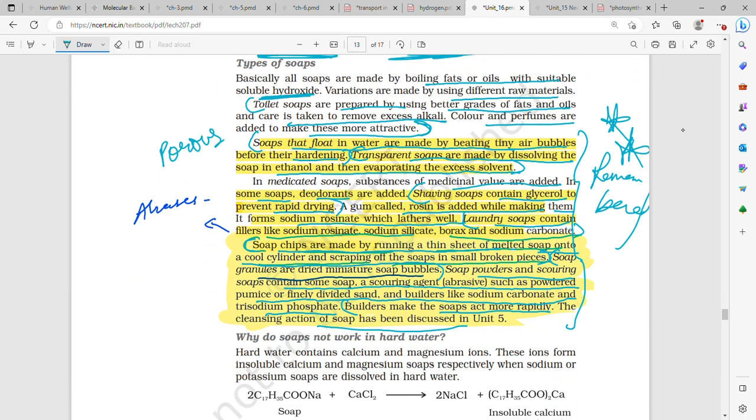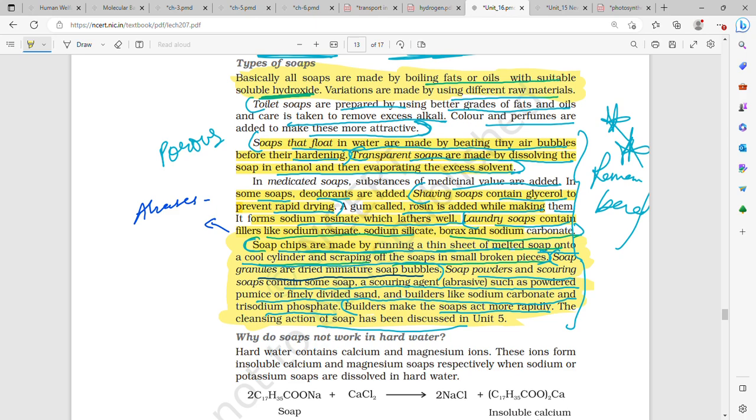Types of soaps. So basically all the soaps are made by boiling fats and oils with suitable soluble hydroxides, and variations are made by using different raw materials. Firstly, toilet soaps are prepared by using better grade of fats and oils, and care is taken to remove the excess alkali. Color and perfumes are added to make it more attractive.